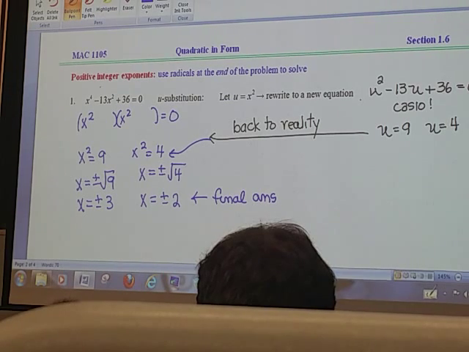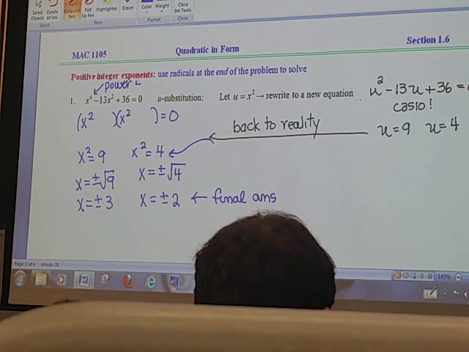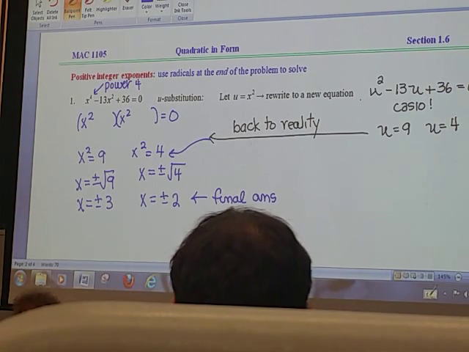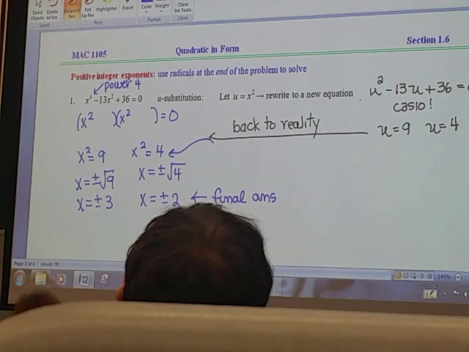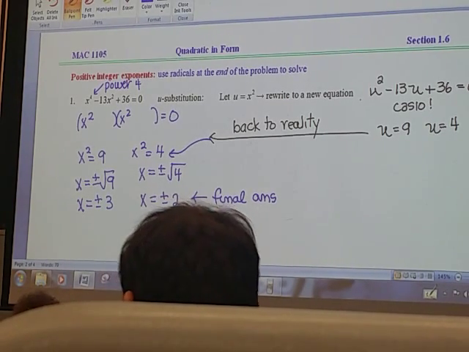Notice that the highest power here was a 4. Whatever the highest power is, that's how many answers you can get. So since that was an x to the 4th, that means potentially I can have 4 answers. I might have fewer, but I'm not going to have more than 4.